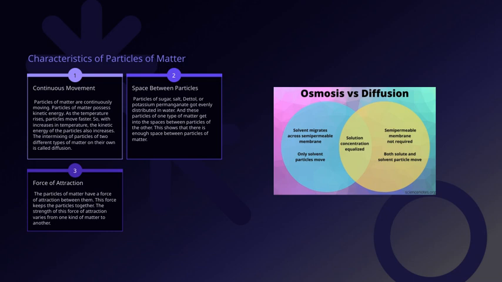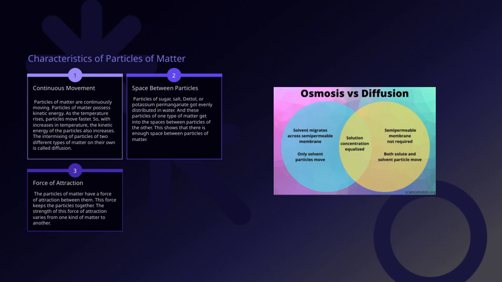First, particles are in continuous movement. They are always moving, which means they possess what we call kinetic energy. When the temperature increases, these particles move even faster. So, higher temperature equals higher kinetic energy. This movement is important because it explains many behaviors of matter. For example, diffusion occurs when particles of different types, like sugar or salt, spread out and intermingle on their own. This happens because particles are constantly moving and mixing.